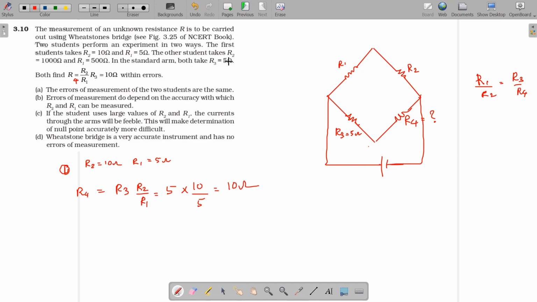The second person calculated: R2 is 1000 ohm, R1 is found to be 500 ohm, and R3 is as usual 5 ohm. Same formula: R4 equals R3 into R2 by R1, that is 5 into 1000 divided by 500, which is 2 times 5, again 10 ohm. Both of them found the unknown resistance to be 10 ohm.